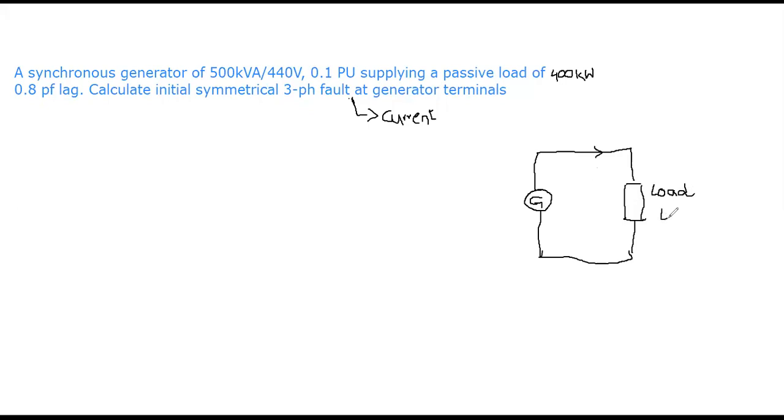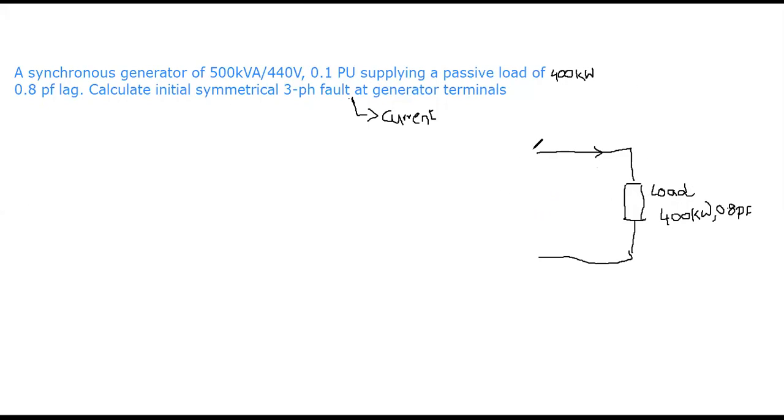Passive load of 400 kilowatts with 0.8 power factor lagging. Is it okay? But 1.1 per unit is already given. So 0.1 per unit, so we need to add that 0.1 per unit also.